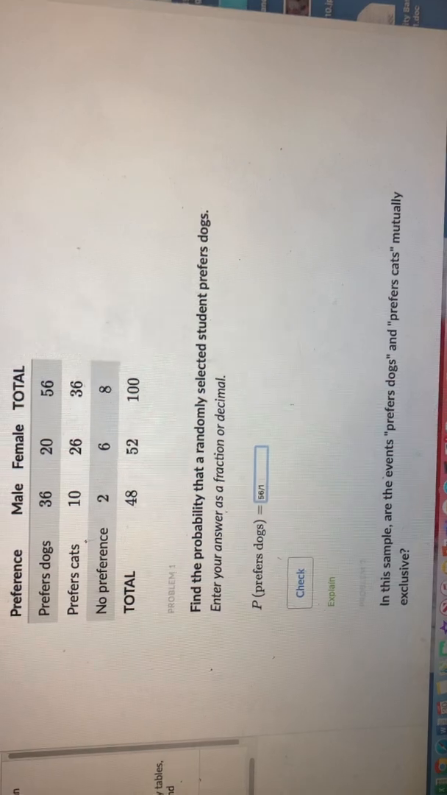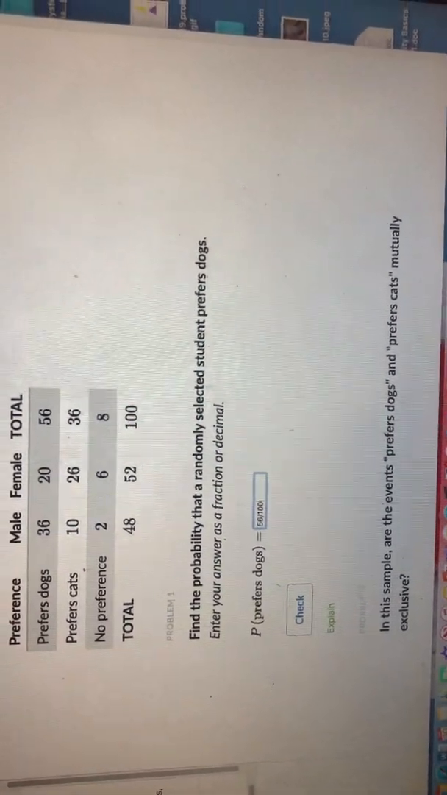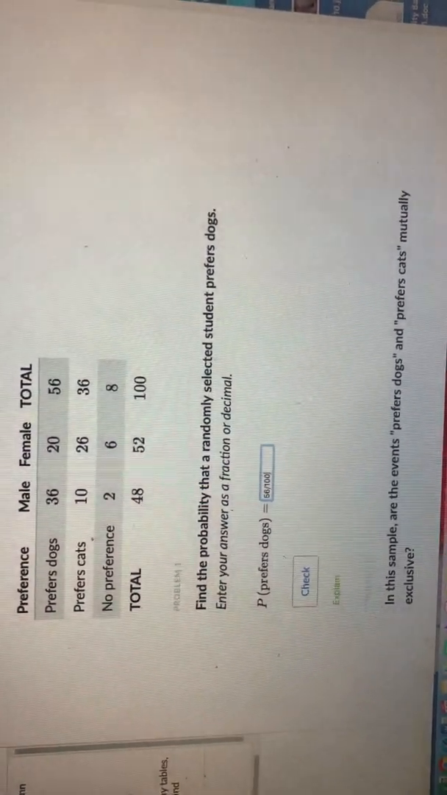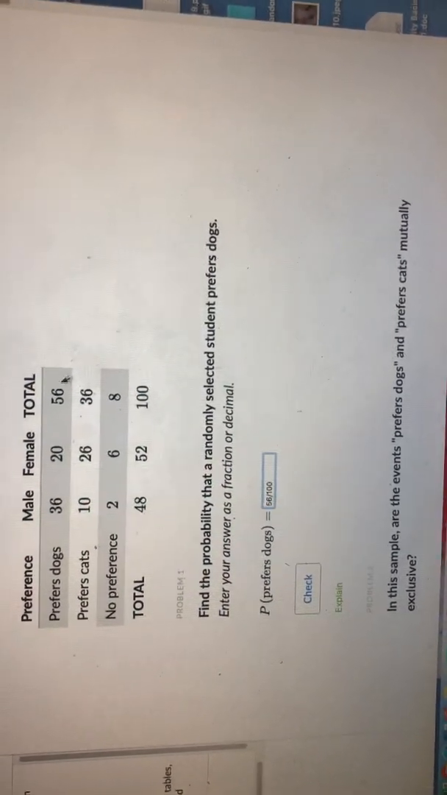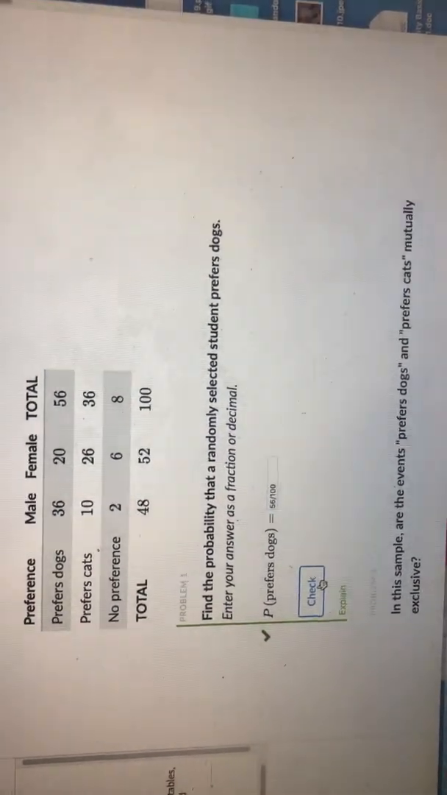I did all these problems before I got on. So they asked, did you prefer a dog? Did you prefer a cat? Or did you have no preference? So my probability would be 56. My grand total people surveyed was 100. I can check that. Bingo, bango, bongo, onward we go.